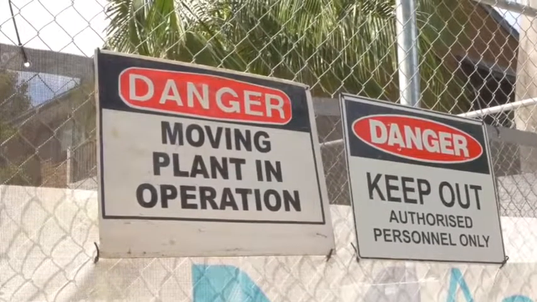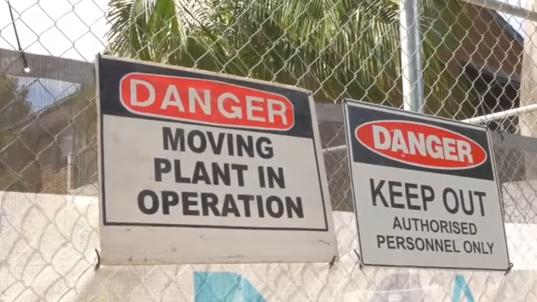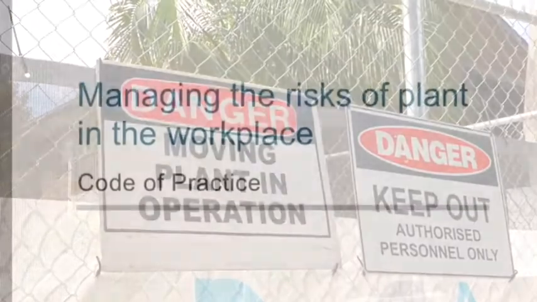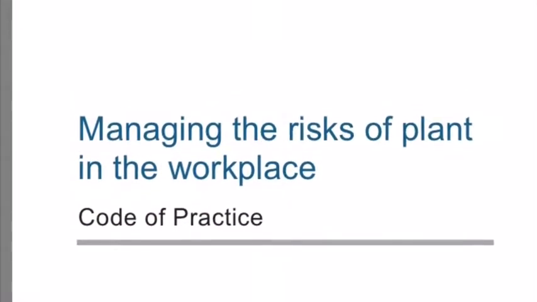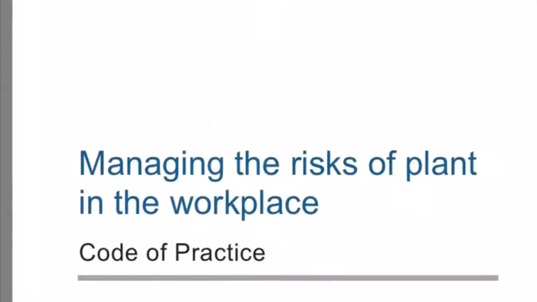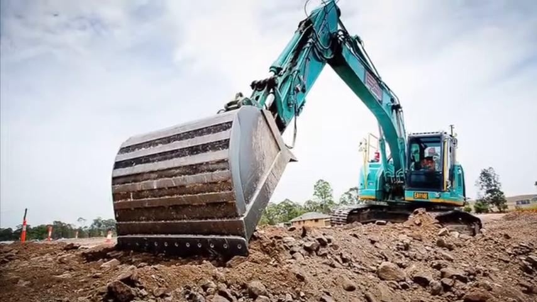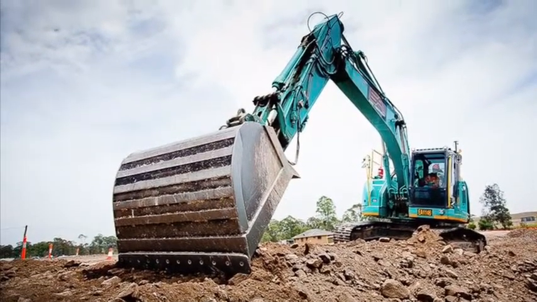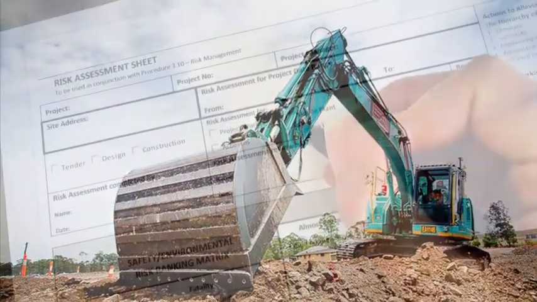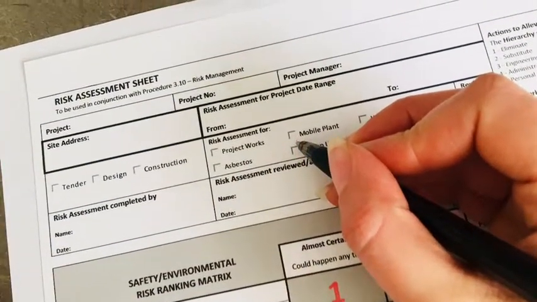Mobile plant is a major cause of work-related death and injury in Australian workplaces. The Code of Practice for Managing the Risks of Plant in the Workplace explains how best to implement the legislative requirements for controlling the risks of mobile plant. A risk assessment should always be done before the plant comes to site.